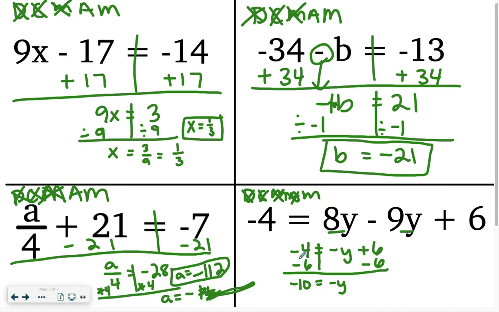And then multiply and divide. Right now, negative y is the same thing as negative 1 times y. So I divide both sides by negative 1, and I'm left with a positive 10, because negative divided by negative is positive, equals y, or you can rewrite it y equals 10. And that is my final answer.